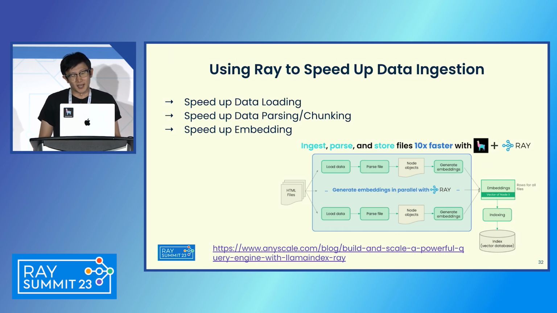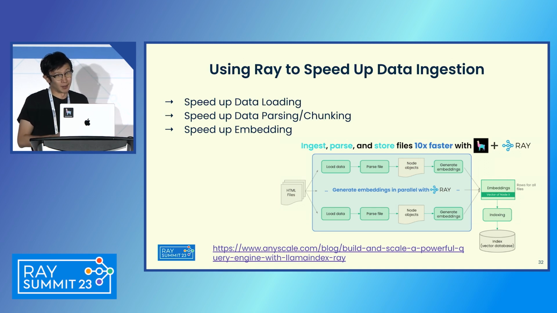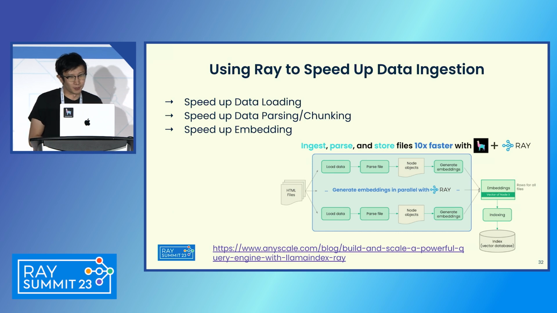We basically got a 10x improvement by using Ray with different parts of LlamaIndex, massively parallelizing a lot of these operations. Parsing across a bunch of documents can be parallelized. Embedding can absolutely be parallelized. Loading into a vector database can be parallelized. If you can figure out the right chunks to parallelize, you can massively speed up ingestion. And if you are interested in this, you should check out our blog post.